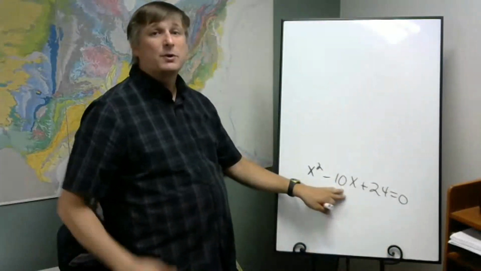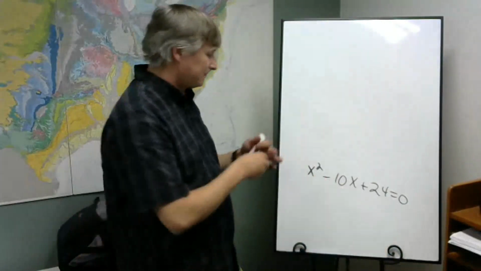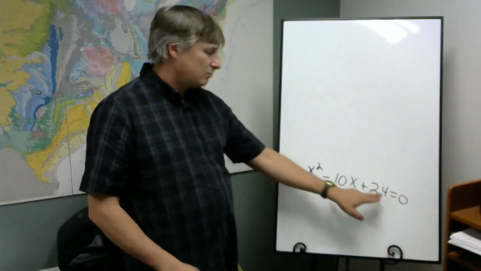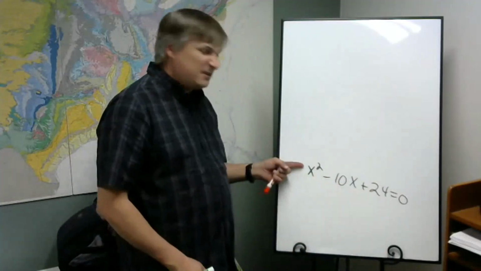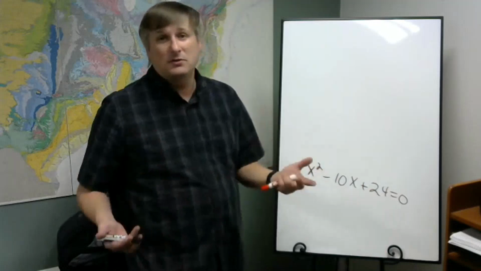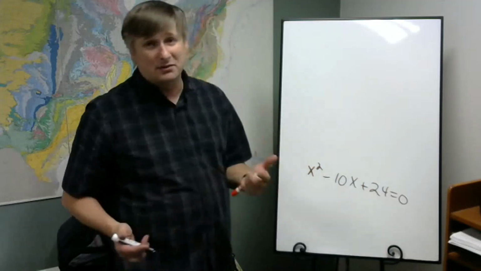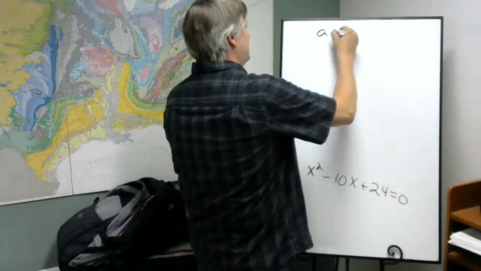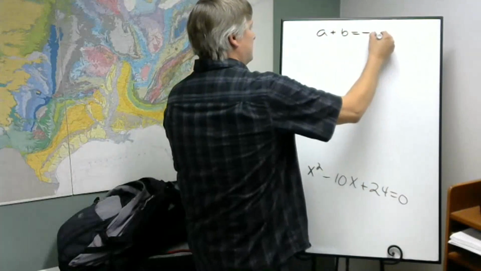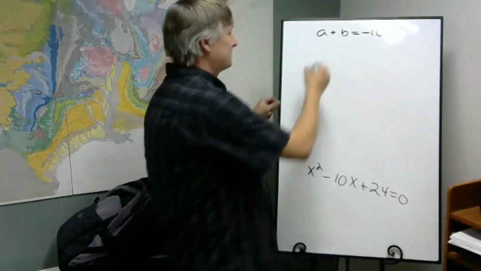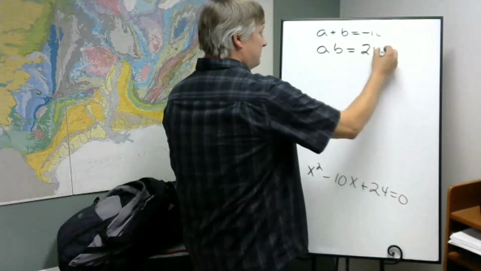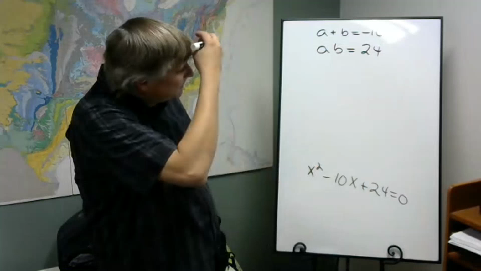let's factor this so we can use our zero product property. So we want 2 numbers that add up to -10 and multiply to 24. Again, there's the invisible 1 there, so we're not going to use the AC method. We're using guess and check. So A plus B is -10. A times B is +24.